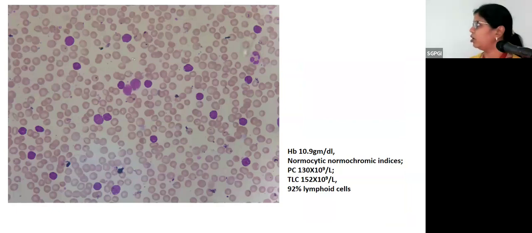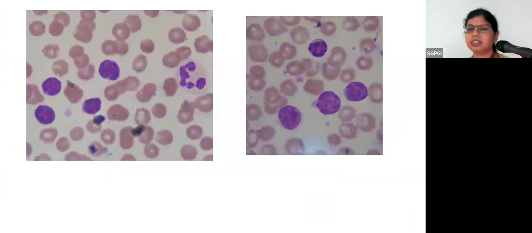When we saw the peripheral blood smear, the majority of the cells were lymphoid, small to medium sized, and the chromatin was relatively condensed. A few had a little bit of open chromatin, but the majority had condensed chromatin. I'll show you more views. In the higher power views, we could appreciate cleaving in these cells. Several showed an irregular nuclear outline.